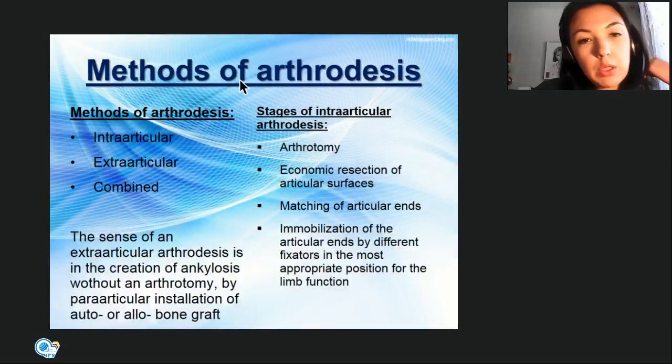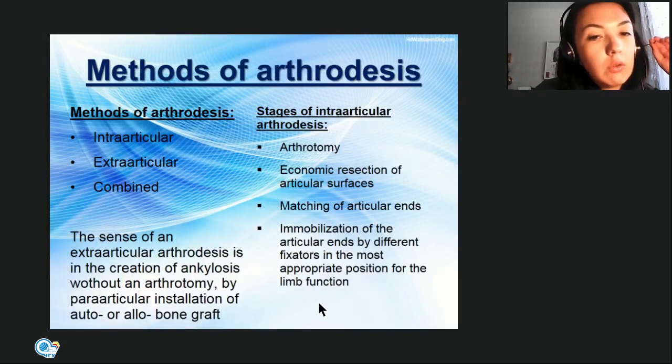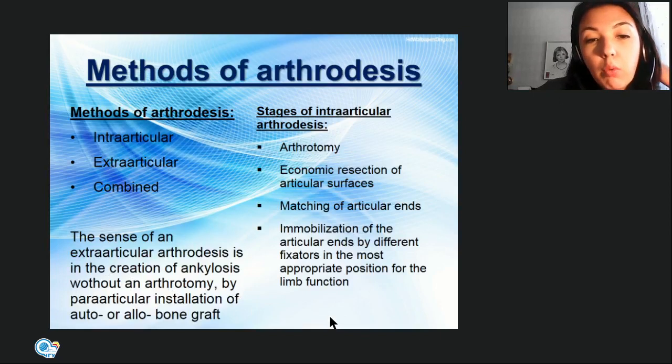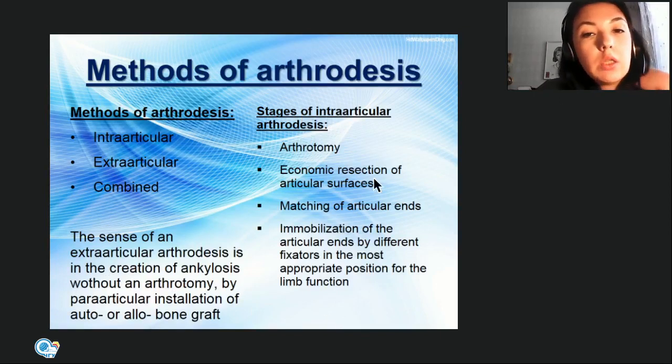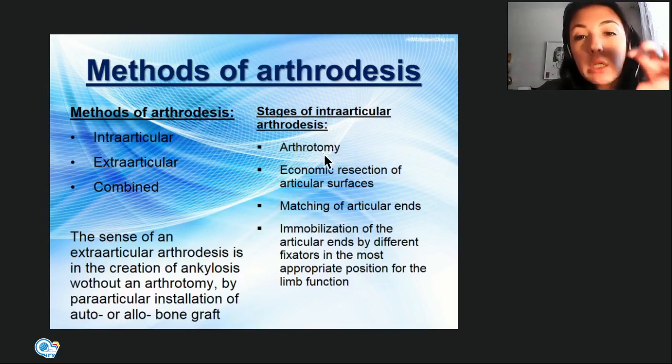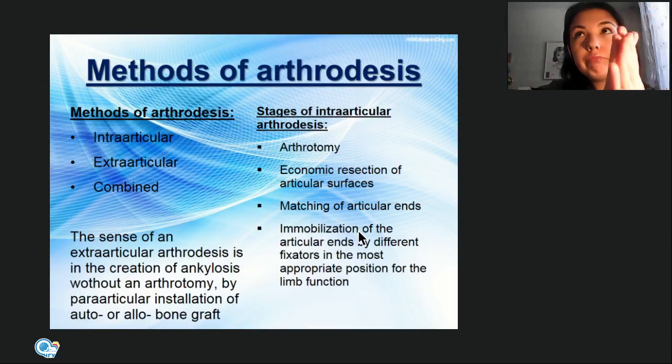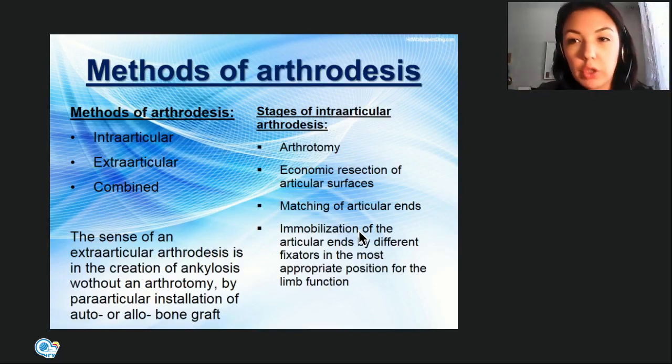So there are three methods of arthrodesis: intra-articular, extra-articular, and combined. The sense of extra-articular arthrodesis is creation of ankylosis without an arthrotomy by para-articular installation of a bone graft, autograft or allograft. And in case of intra-articular arthrodesis, we perform arthrotomy, we resect articular surfaces, match the articular ends, and immobilize, and so we wait until they join each other, fuse with each other.